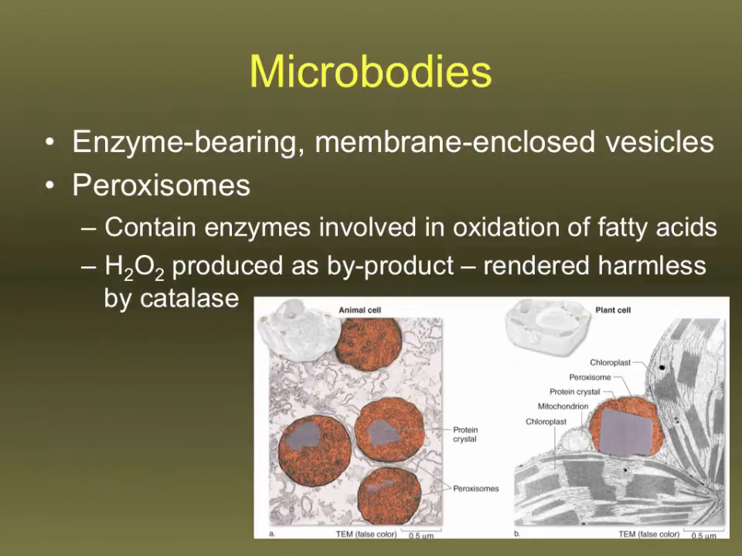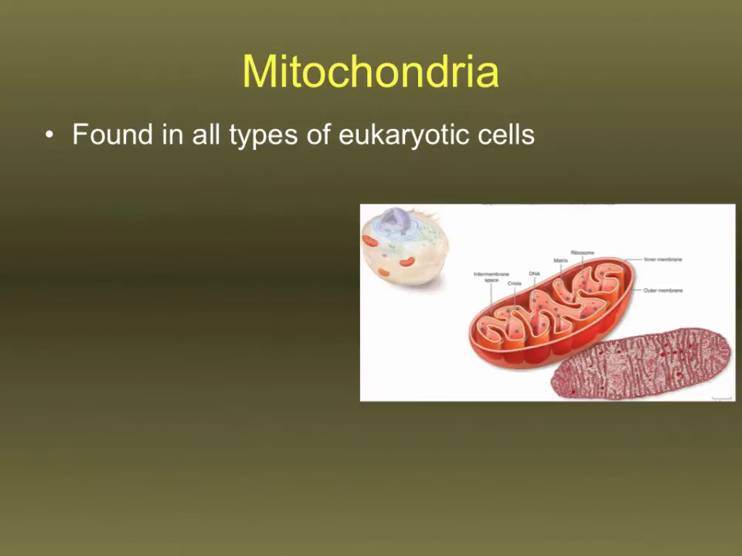So H2O2, hydrogen peroxide, is toxic to cells. It is something that cells often will produce as a byproduct in some conditions. And unless they have some way to break it down, there's a chance it could become toxic and actually cause damage or even kill a cell. So catalase is an enzyme inside these microbodies that's used to break down H2O2 before it builds up to the point where it might become toxic. Mitochondria are used in energy processing.